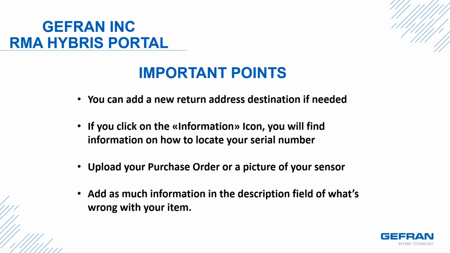Here are some important points we've just gone over. You can add a new address destination if needed. If you click on the information icon, you will find information on how to locate your serial number. Upload your purchase order or a picture of your sensor. Add as much information in the description field of what's wrong with your item.